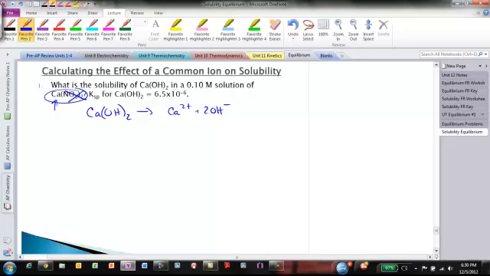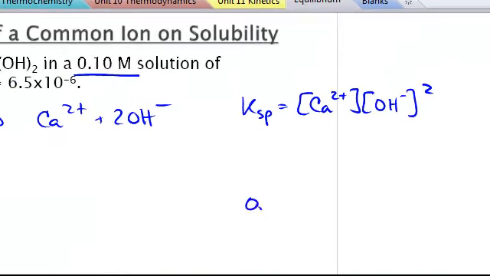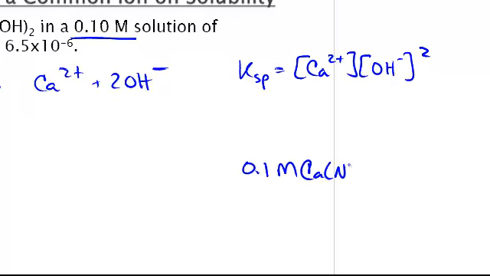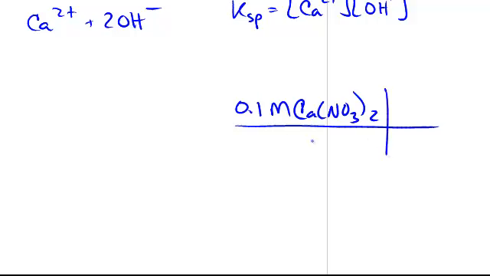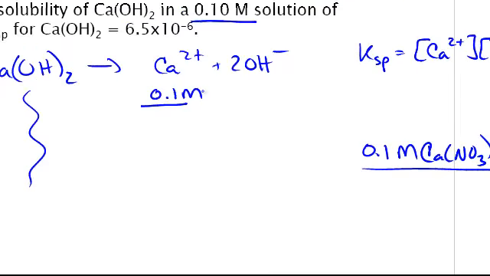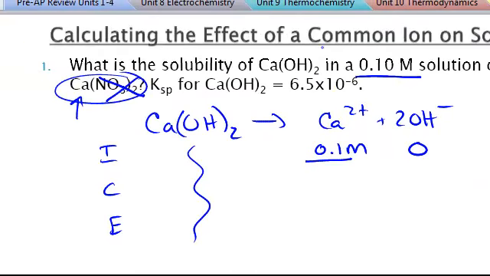They're saying, hey, you're adding some Ca2+ in there. So what this causes, when we write our KSP, we have Ca2+ and OH negative squared. But when we fill out our ICE diagram, if you're dissolving this in a 0.1 molar solution of calcium nitrate, the nitrate doesn't matter, but for every 1 mole of calcium nitrate, you're getting 1 mole of calcium out of it because it's going to split up completely. It's completely soluble. So what that means is initially you're going to start with 0.1 molar of this. You're not going to have any hydroxide because you were dissolving it in a calcium nitrate solution.